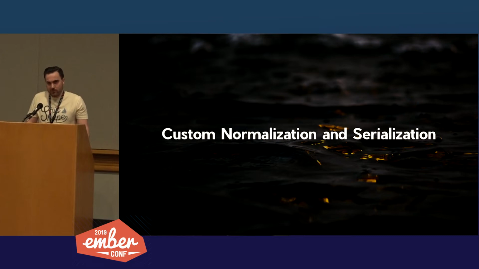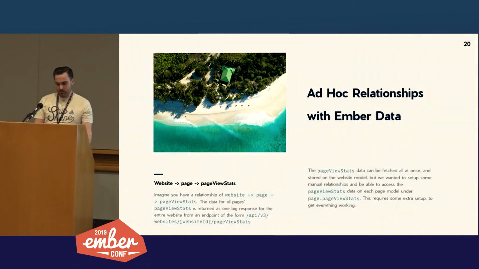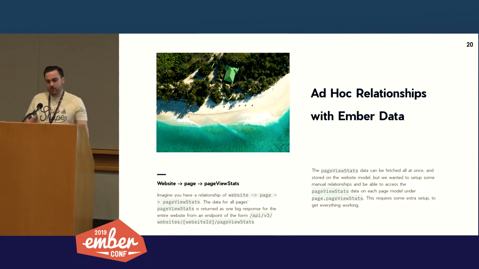So now we're going to talk a little bit about some custom normalization and serialization. For this example, we have some ad hoc relationships we're going to add, and we're going to use a website page view stats relationship. Imagine you have a website with multiple pages, and each page has its view stats. We're going to get all of these back from a non-standard REST endpoint, though, for the whole website, not on a per page basis. So we have this API v3 websites, website ID, page view stats.